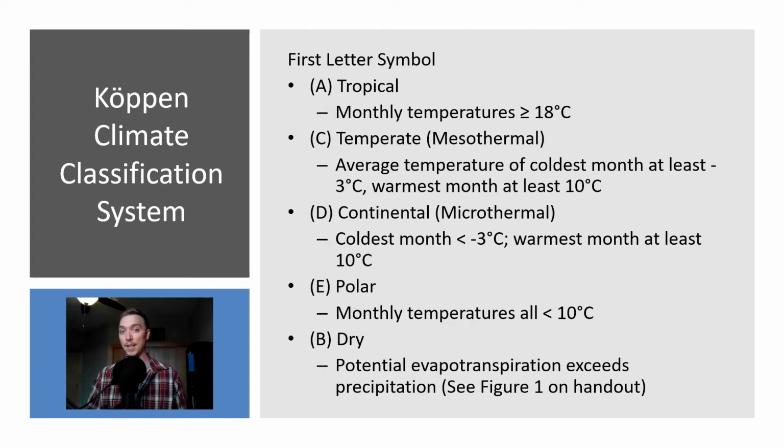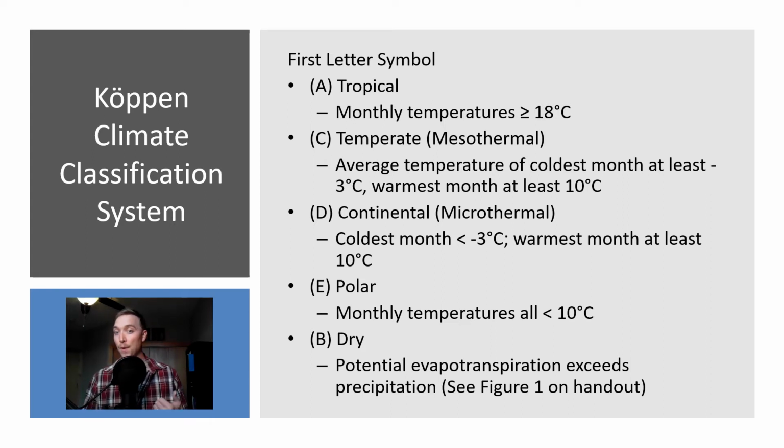D is for continental or microthermal climates with the coldest month less than -3 degrees Celsius and the warmest month at least 10 degrees Celsius. E is for polar climates where monthly temperatures are all less than 10 degrees Celsius. And B is for dry climates where potential evapotranspiration exceeds precipitation.